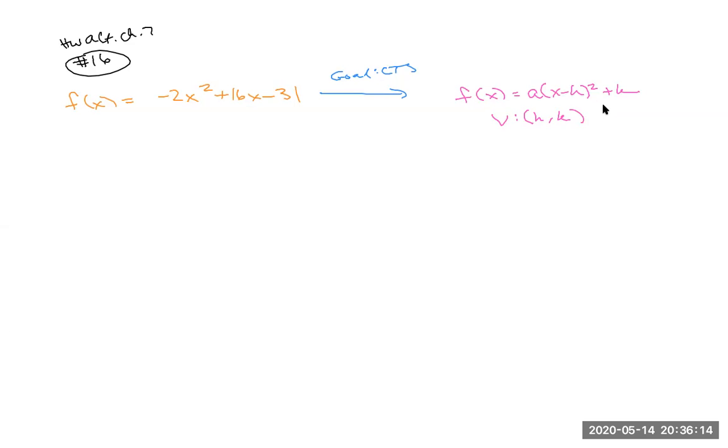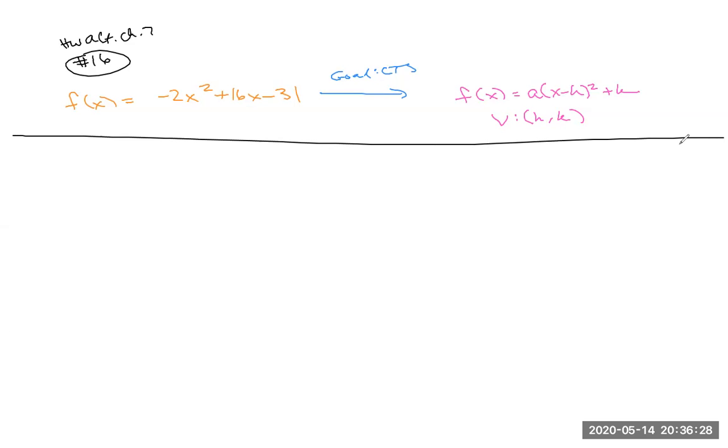All right, so if you need review on completing the square, definitely go back and watch part 3 from homework alternate chapter 7. I went over a completing the square problem there that's similar to this one, and it'll help you understand the process of completing the square and what to do when you have a coefficient a that's not equal to 1.